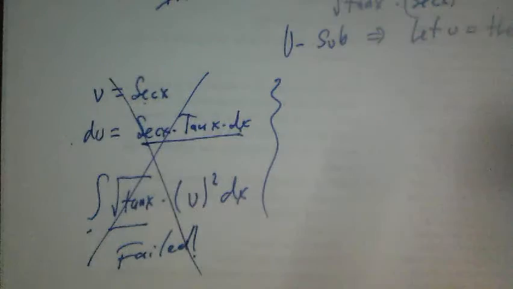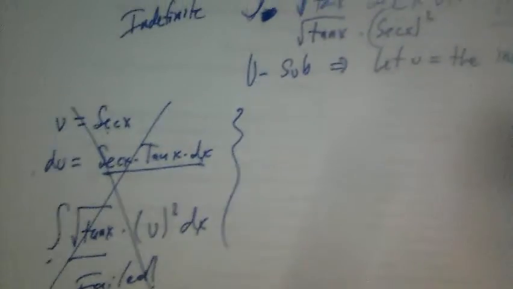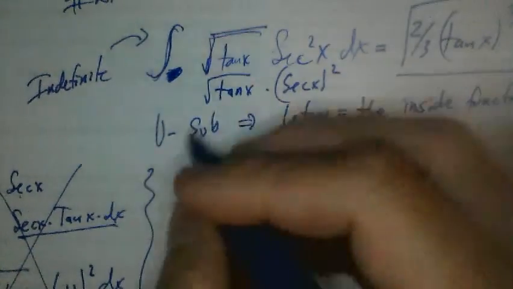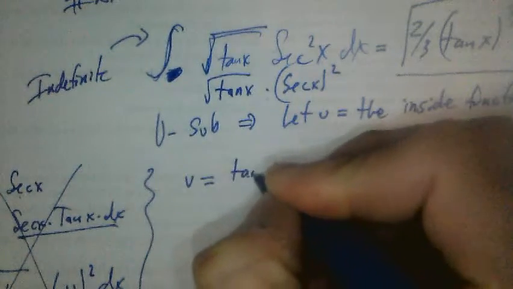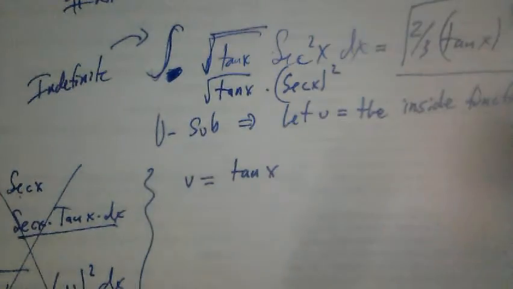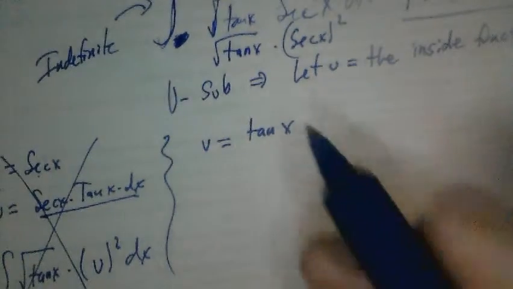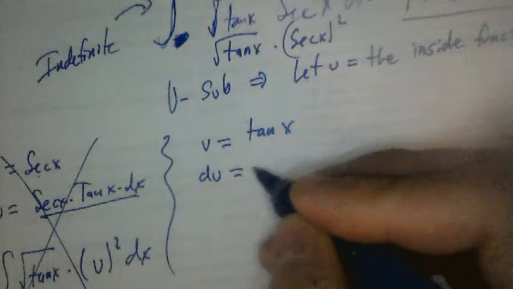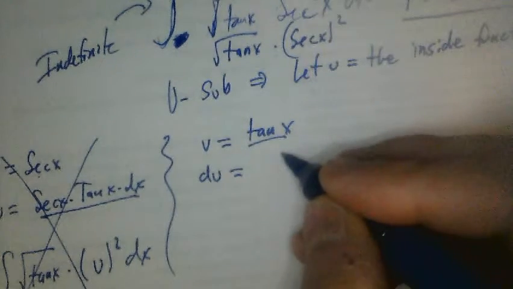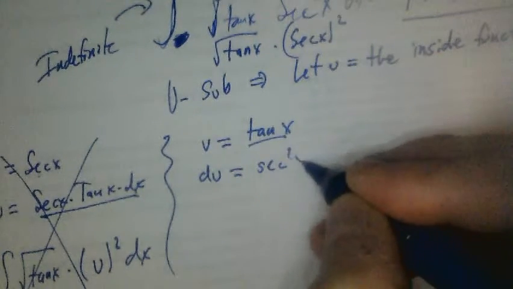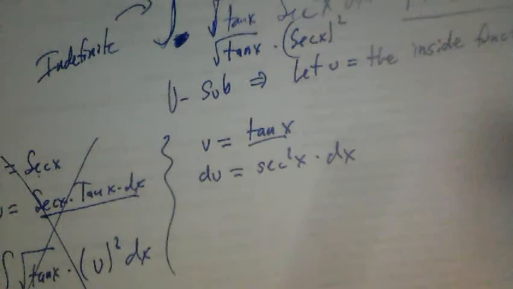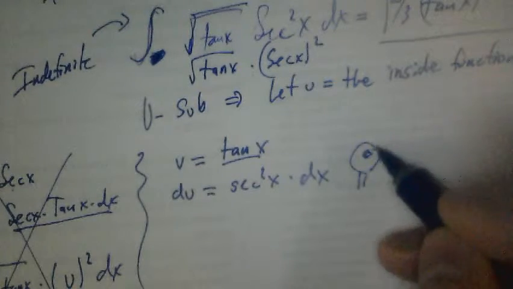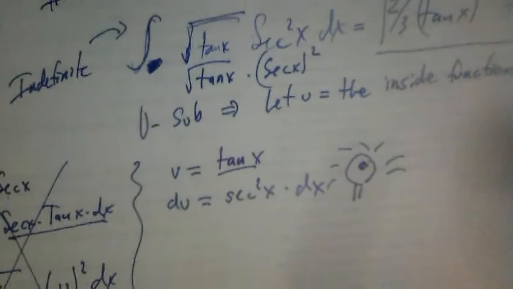We're going to let u be tangent of x on the inside. As you do these, you will get better, just like anything else. We take the derivative: du equals the derivative of tangent, which is secant squared of x times dx. Hopefully a light bulb goes off, and you say, wait a minute, I've seen this before. Yes, it's right there in front of you, staring you in the face.